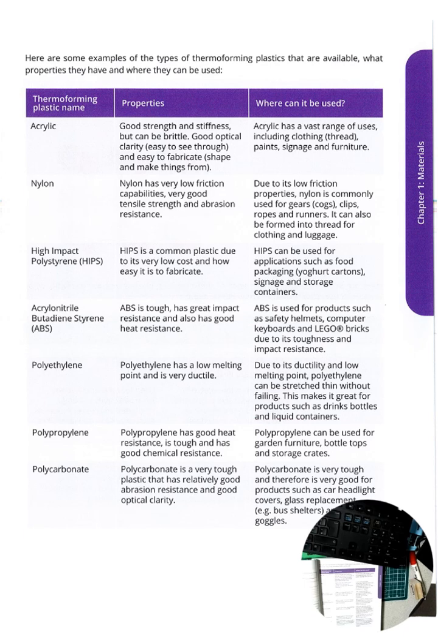Polycarbonate. Polycarbonate is a very tough plastic that has relatively good abrasion resistance and good optical clarity. Polycarbonate is very tough and therefore it is very good for products such as car headlight covers, glass replacements, so things such as bus shelters and safety goggles.